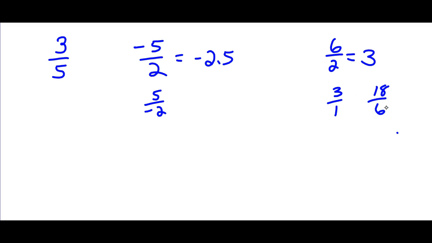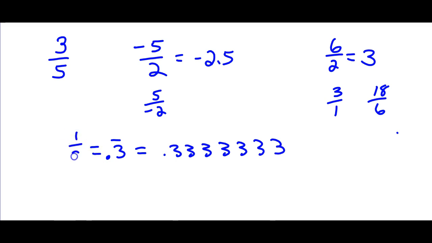So we can have other ones like 0.3 repeating. Just because a decimal goes on forever, if we were to write this out, we'd go 0.333 and so forth. It just goes on forever like that. Because it's non-terminating, it goes on forever, does not mean it's irrational. It's still a rational number because 0.3 repeating can be written as 1 over 3.